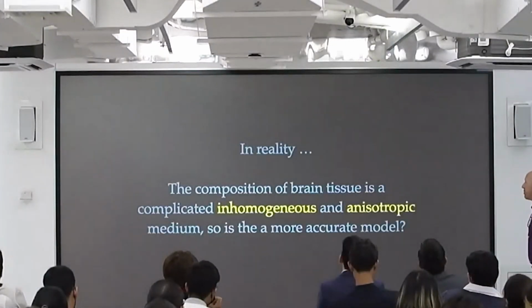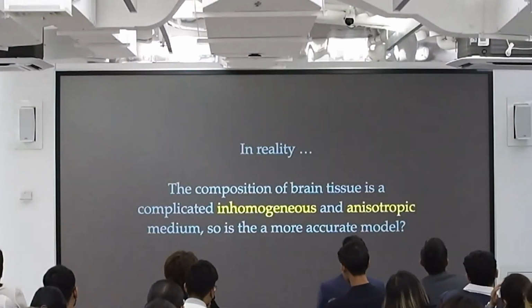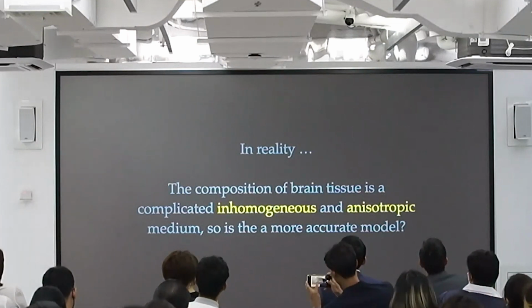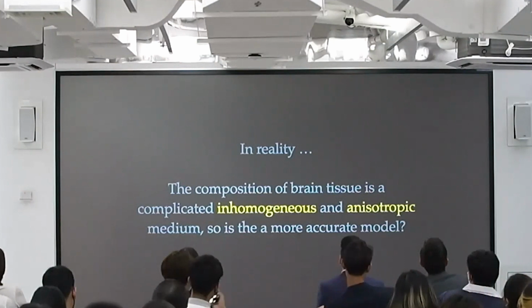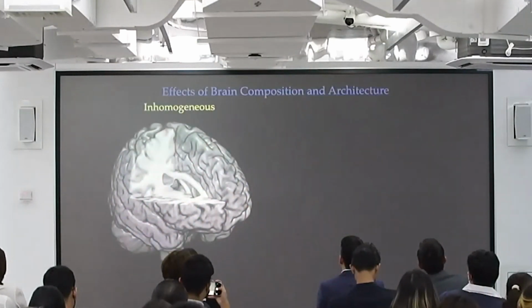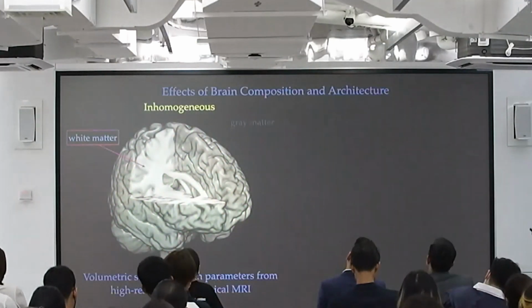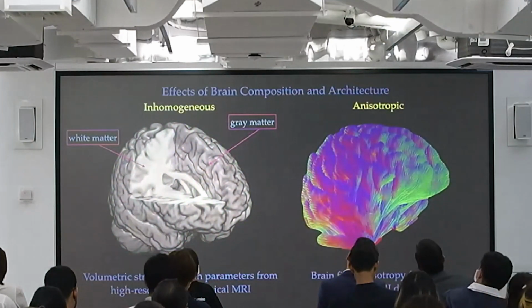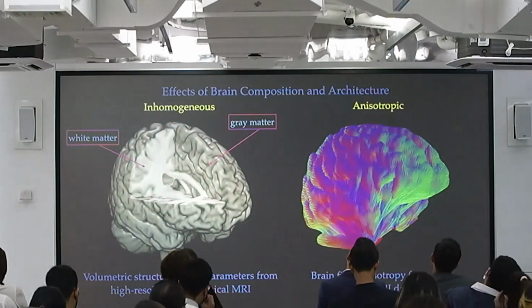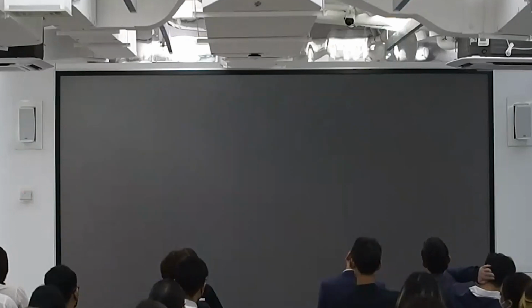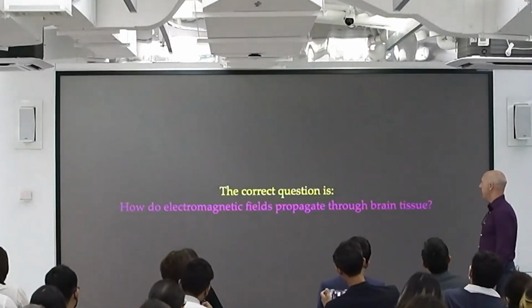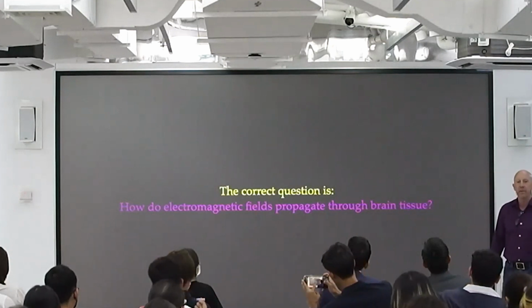In reality, the brain is made of a complicated, inhomogeneous, and anisotropic medium. It's an incredibly complicated tissue. So is there a better model? What do I mean by that? Inhomogeneous: this is white matter, gray matter, and you already saw this. It's anisotropic, meaning it has directionality. These are some methods that we use here to do this. So the correct question is, how do electromagnetic fields propagate through brain tissue?